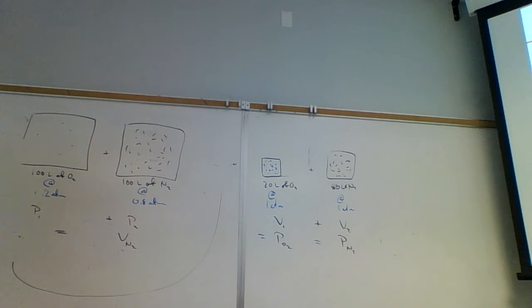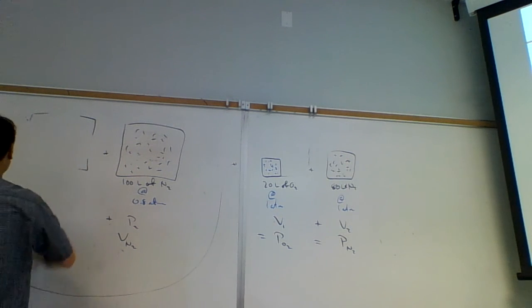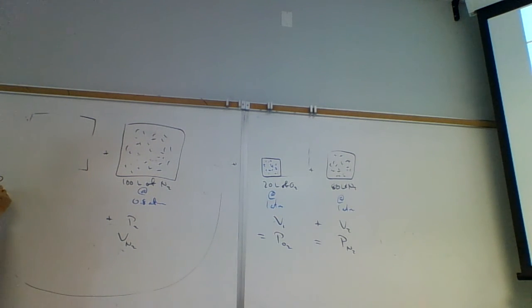0.98 atmospheres. And the pressure of the mixture is going to equal the pressure of the oxygen plus the pressure of the water vapor. There are only two things in this mixture. And so we know what the pressure of the water vapor is.